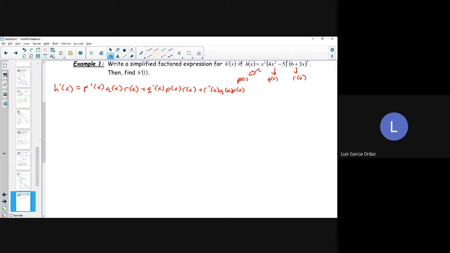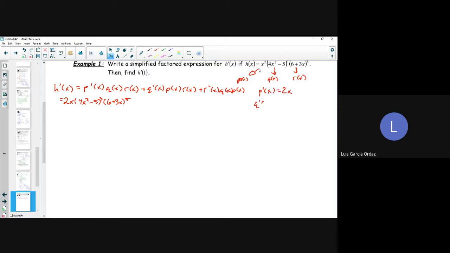So now the first one we have is the derivative of p of x. So what is my derivative of x squared? 2x. So I can take 2x multiplied by (4x squared minus 5) to the power of 3 times (6 plus 3x) all to the power of 5. So before we get into it, let's do each derivative separately. So the derivative of p of x we said was 2x.